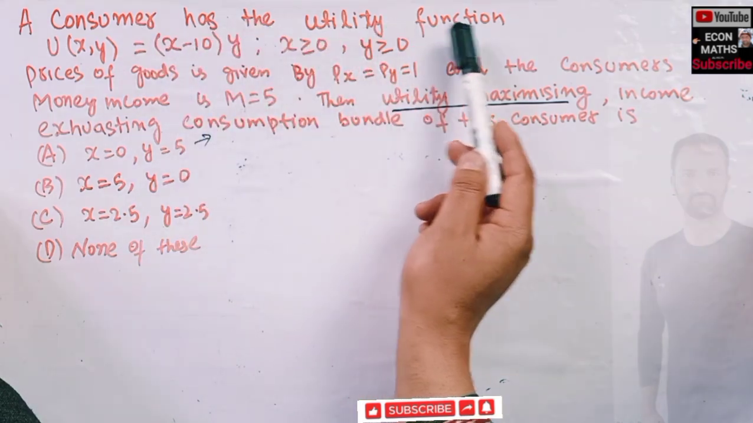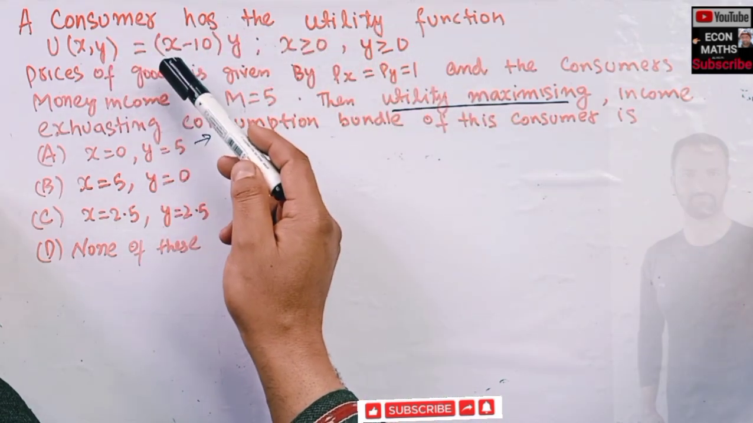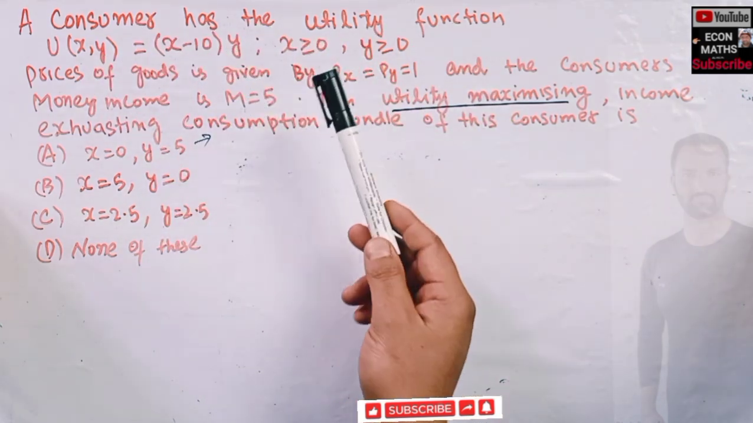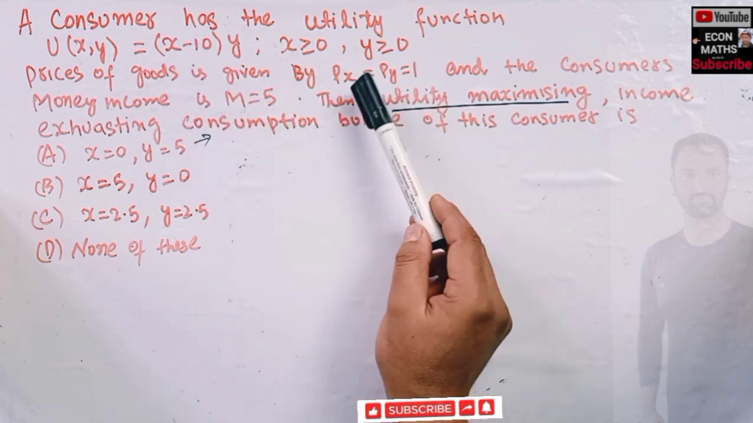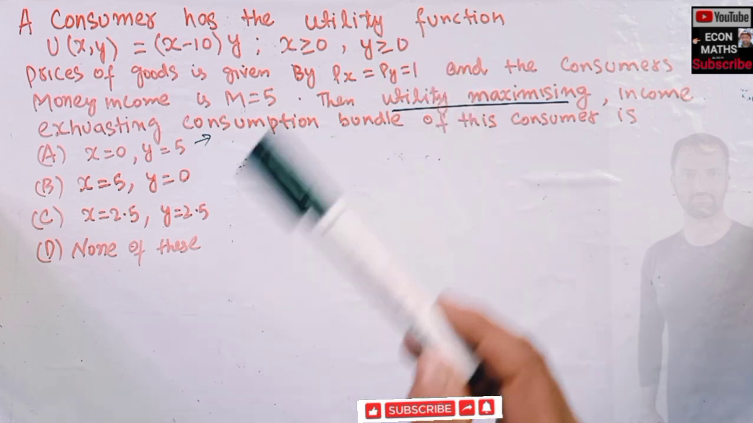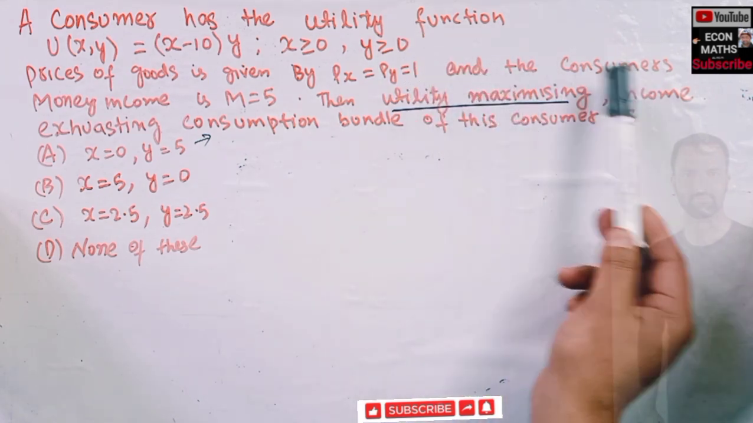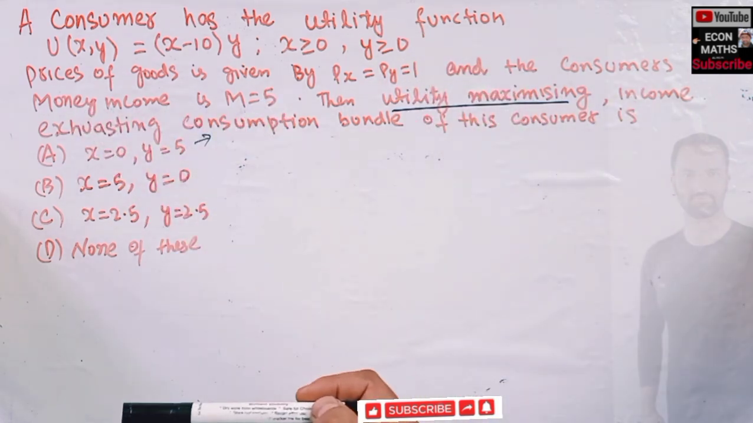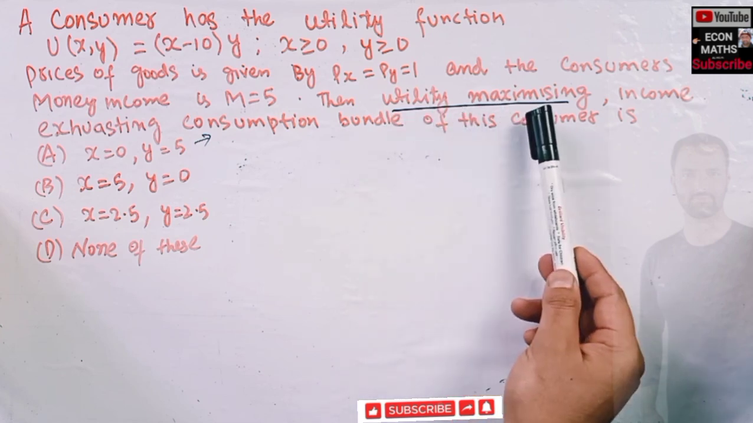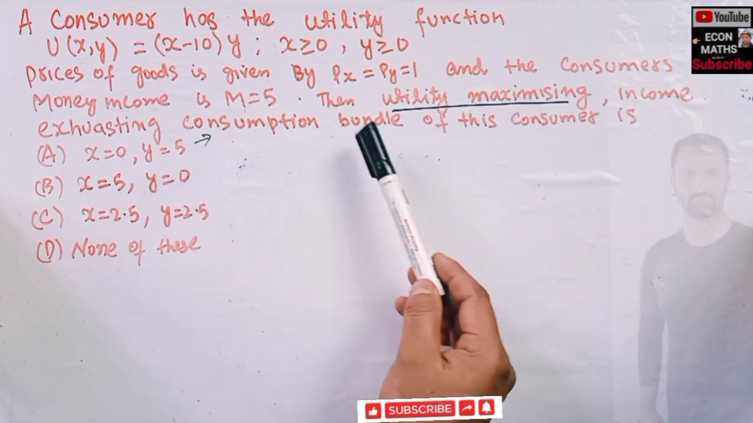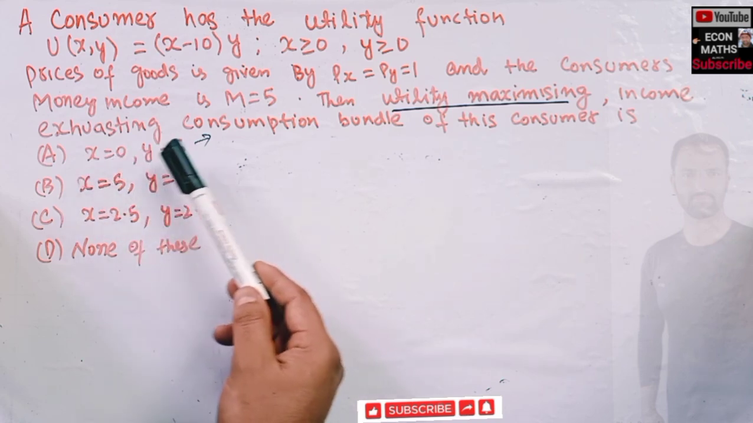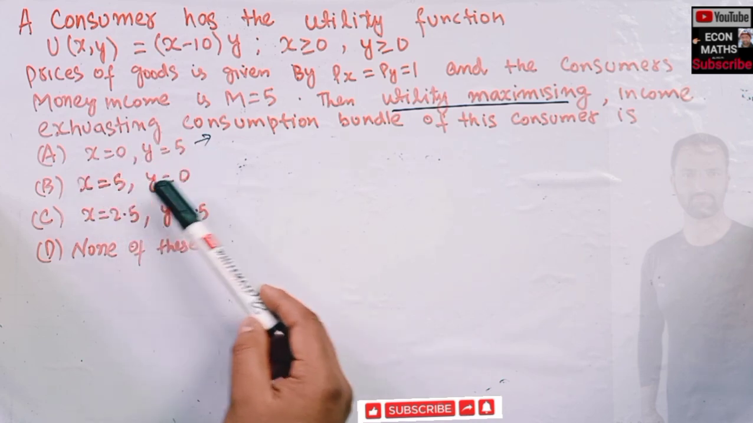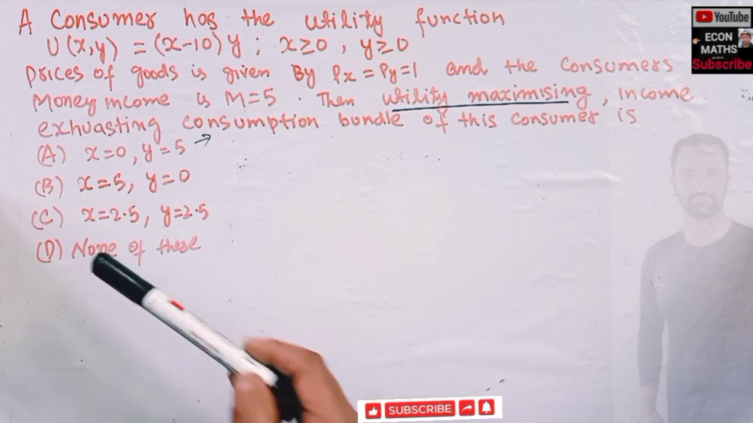A consumer has the utility function U(x,y) is equal to (x minus 10) into y, x greater than 0, y greater than 0. Price of the two goods is given as price of x is equal to price of y is equal to 1, and the consumer's money income is 5. Then utility maximizing, income exhausting, consumption bundle of this consumer is, the options are given as x is equal to 0, y is equal to 5, then we have 5, 0, 2.5, 2.5, or none of these.